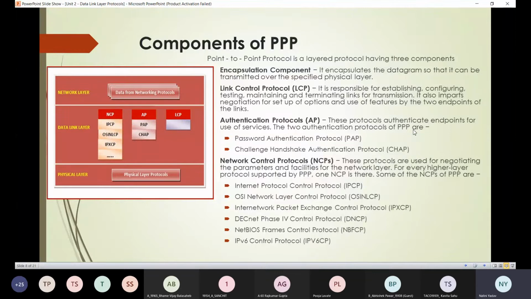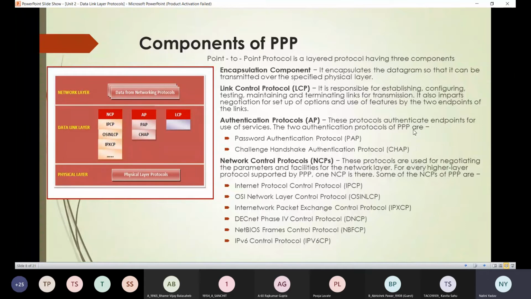Now we'll see the components of the PPP protocol. So the three components are there. The first component is the encapsulation component. Then we have the link control protocol, the authentication protocol, and the network control protocols. The encapsulation component encapsulates the datagram so that it can be transmitted over a specified physical layer.